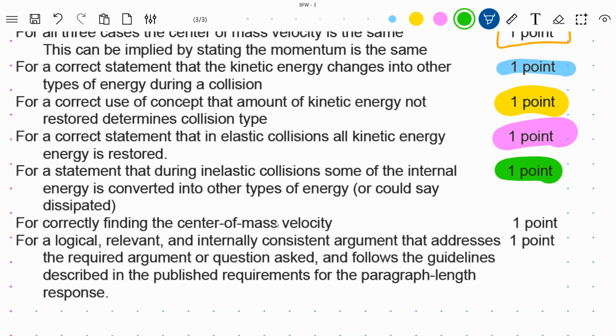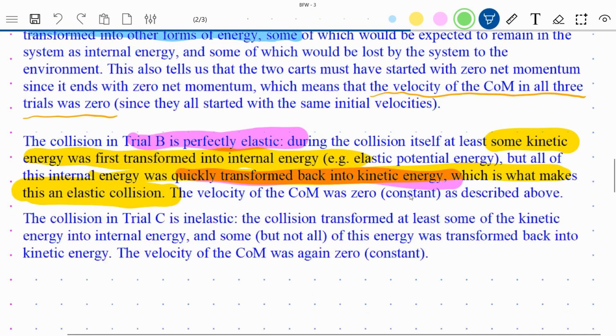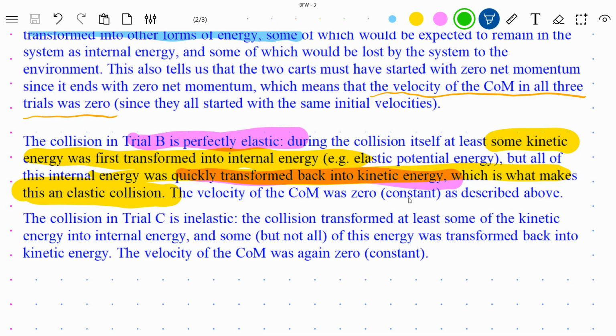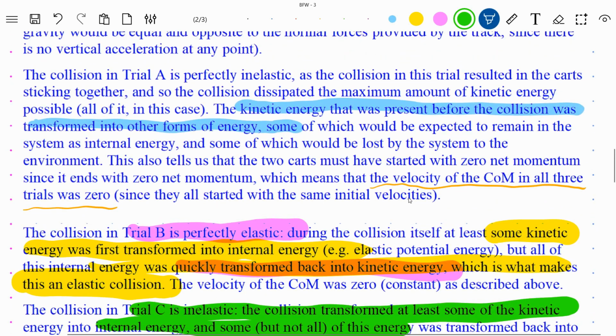Next point. For a statement that during inelastic collisions, some of the kinetic energy is converted into other types of energy, or you could say that it was dissipated. So some indication that in inelastic collisions, kinetic energy is not restored fully as kinetic energy. And I say that again more than once, I believe. Let's call it out here. So in trial C, it was inelastic. At least some of the energy was transformed into internal energy, but again, not all of it. In fact, probably the better example, I called it out specifically in trial A, where I said it was dissipated somewhere in there. Yeah, here. So the collision was dissipated, so in either place, I'm pretty well covered for that point.